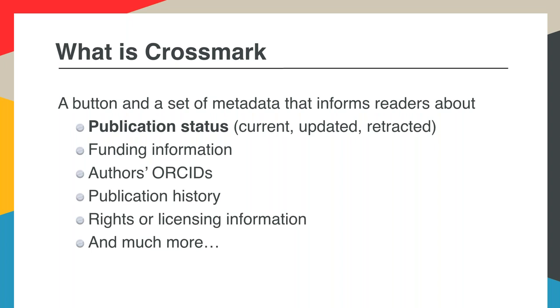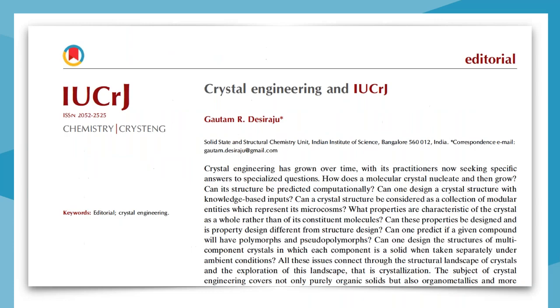So within the Crossmark box we can display funding information, authors' ORCIDs, publication history, licensing information, and much more, and I'll show you examples of all of these things as we go through.